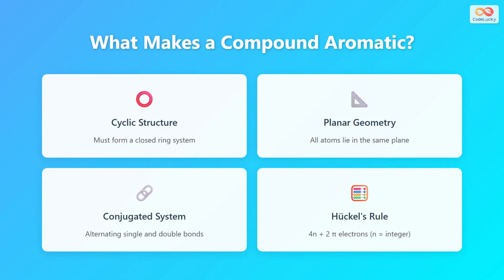For a compound to be classified as aromatic, it must satisfy four specific criteria. First, it must have a cyclic structure, meaning the atoms form a closed ring system. Second, the molecule must be planar, with all atoms lying in the same geometric plane. Third, it needs a conjugated system, which means alternating single and double bonds throughout the ring. Finally, and most importantly, it must follow Hückel's rule, containing 4n plus 2 pi electrons, where n is any non-negative integer. All four conditions must be met simultaneously for a compound to be truly aromatic.